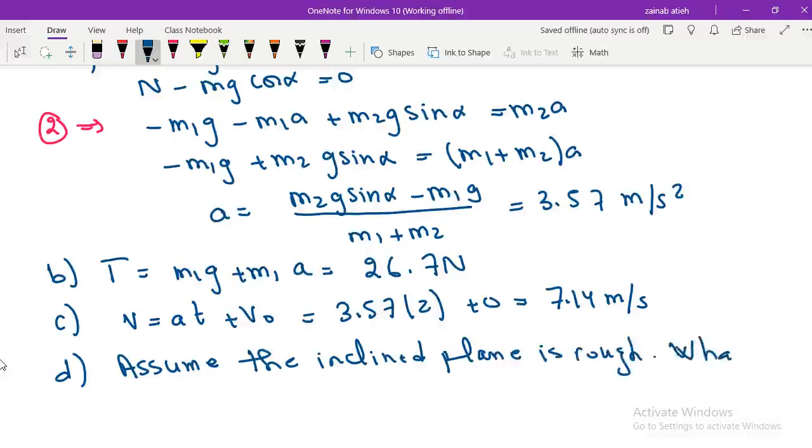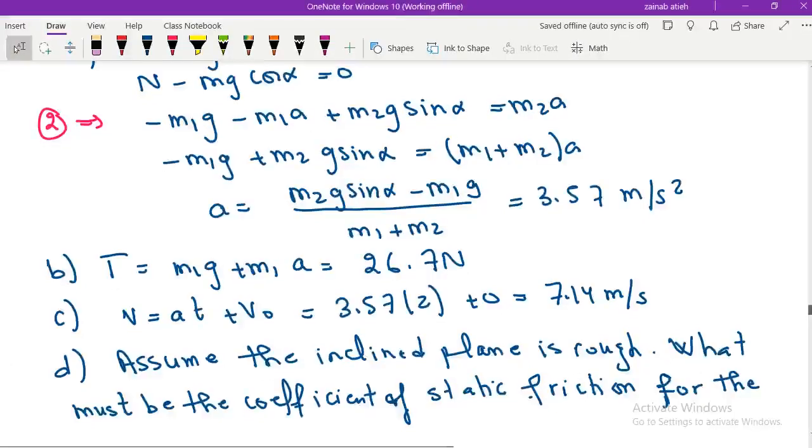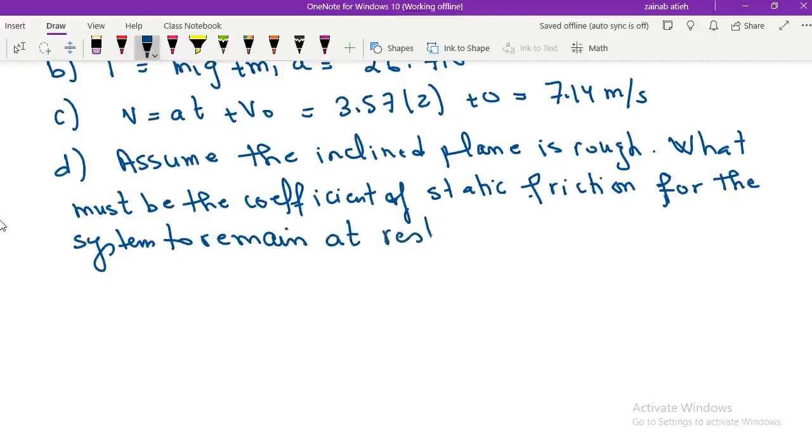What must be the coefficient of static friction, μs, for the system to remain at rest? Okay, we have to find μs.